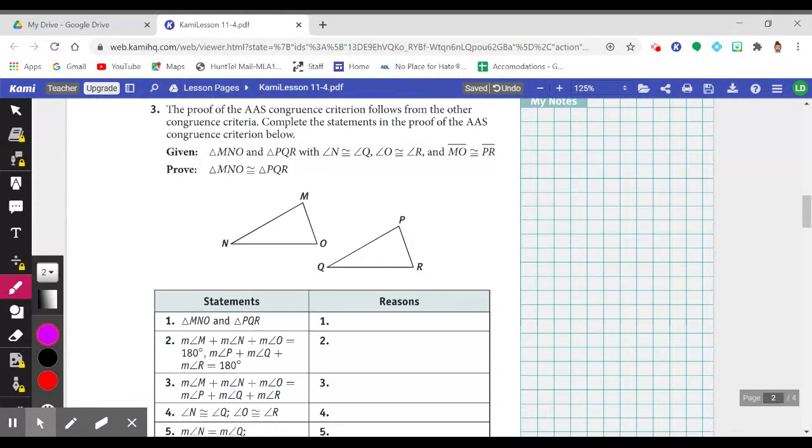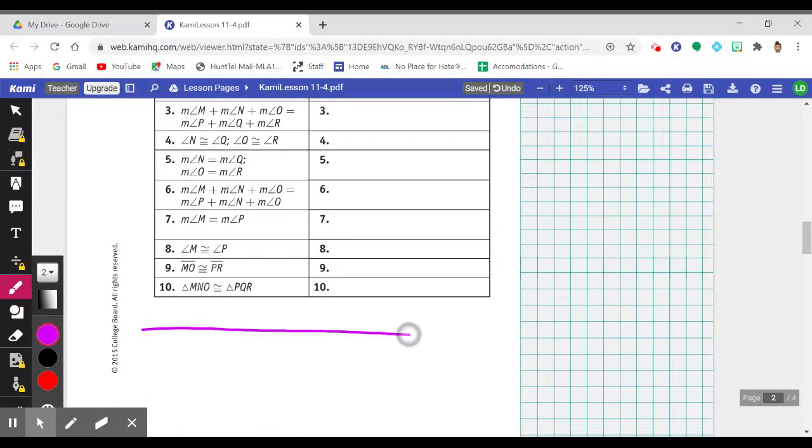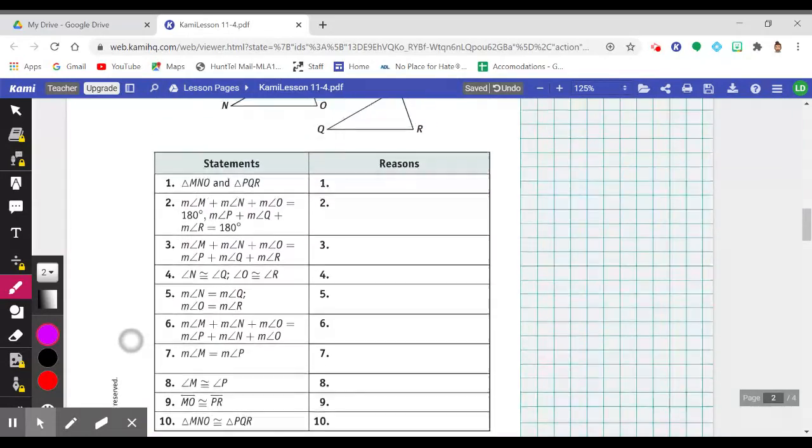Number 3 says the proof of the angle side congruence criterion follows from the other congruence criteria. So we're going to use the other congruence criteria to help us prove that the angle side congruence criterion is actually valid. We're going to complete the statements in the proof of the angle side congruence criterion below with our given information and what we're trying to prove. And notice we're trying to prove two triangles congruent. So if you would, go and draw a line below this proof. And as always, try to work the proof up to the line and then play through the video to see how you did.